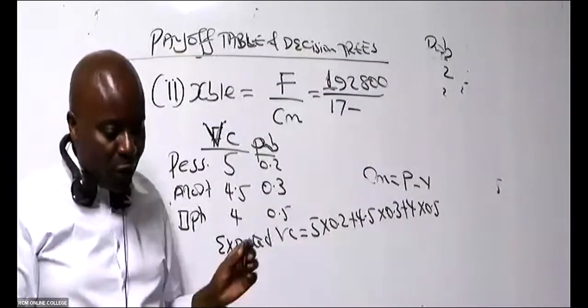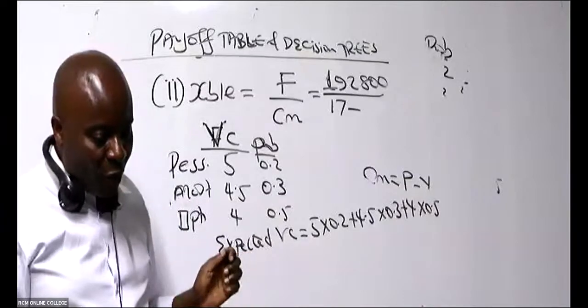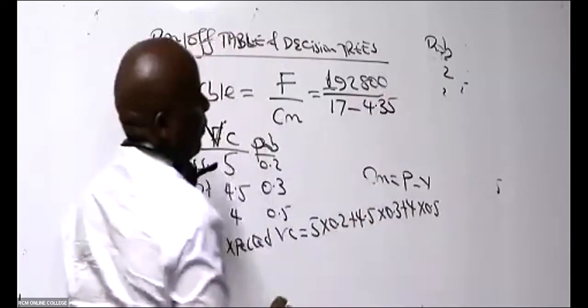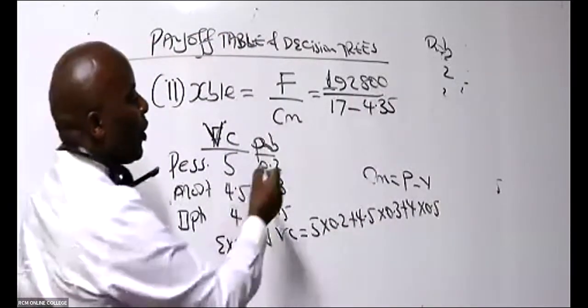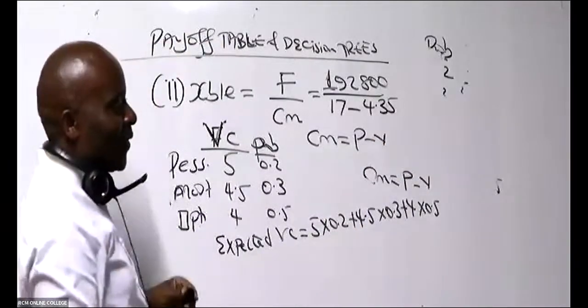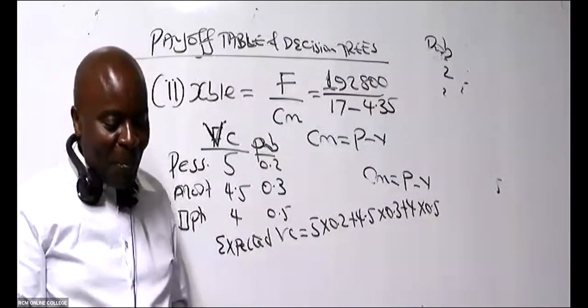Which will give us what figure here, somebody? 4.35. So 17 minus 4.35. Remember, to get contribution margin, it is price minus variable cost. Price minus variable cost.